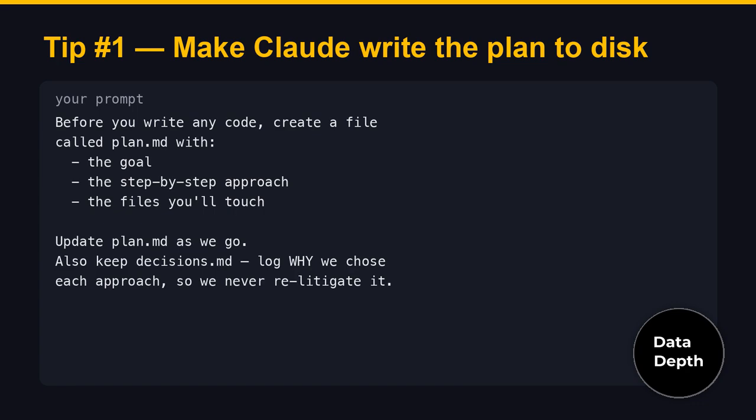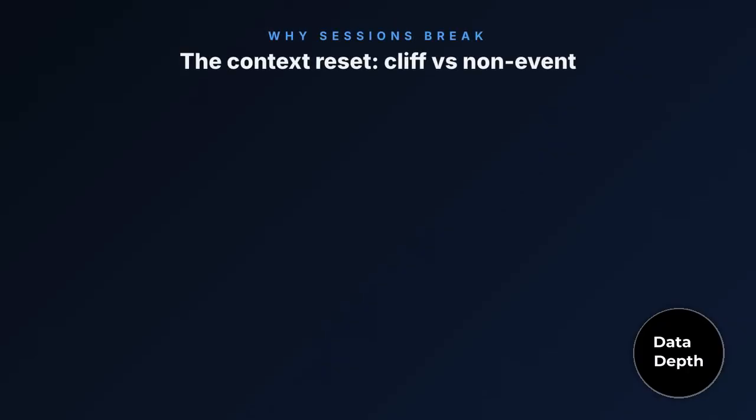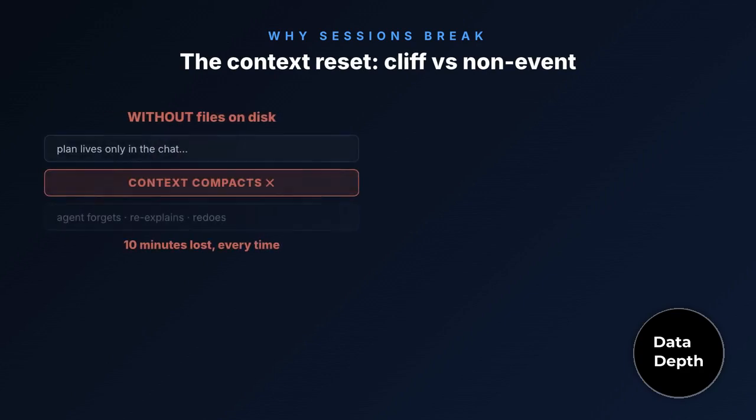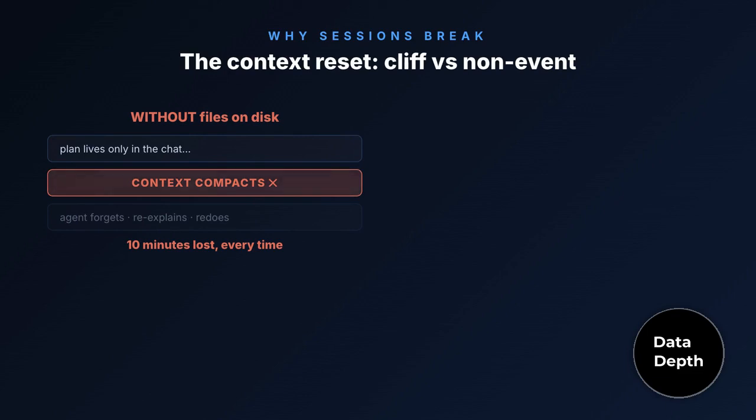Pair it with a decisions.md that logs why each choice was made. That second file is magic. It stops the agent from relitigating settled decisions every time the context resets. Watch what that does to a session. Without files on disk, every context reset is a cliff. The agent falls off, forgets, and you spend 10 minutes re-explaining.